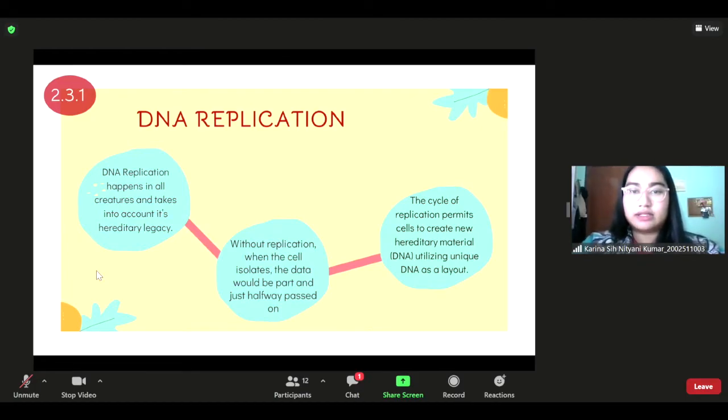DNA replication happens in all creatures and takes into account hereditary legacy. Without replication, when the cell divides, the data will be split and only halfway passed on.